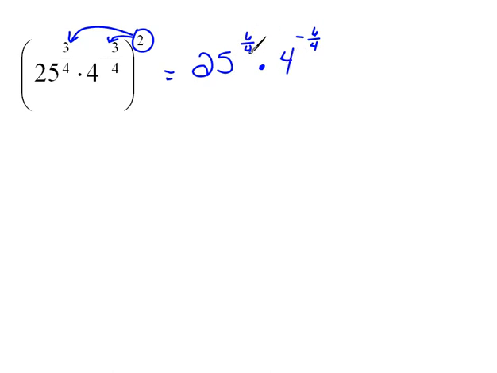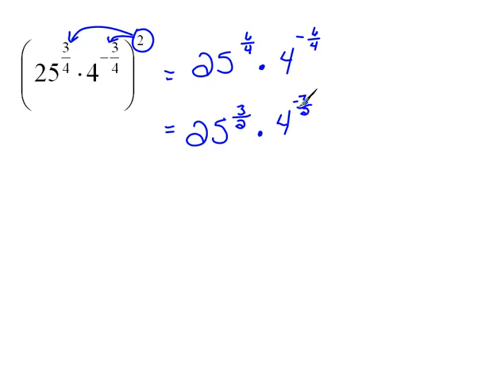So looking at 6/4, I noticed that, oh, that can be reduced down. 6/4, a 2 will go into both of those, so that would be the same thing as saying 25 to the 3/2 times 4 to the negative 3/2, because again that 6/4 will reduce down also.